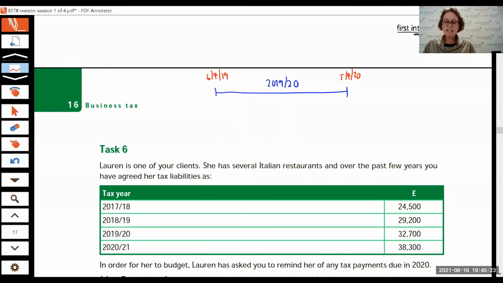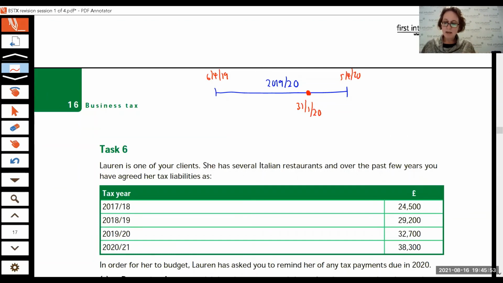Can anybody tell me, when is the first payment on account due within any given tax year? So here's my tax year. When is the first payment on account paid within that tax year? It's in the reference material, so if you can't remember, it doesn't matter, but you can remember. I thought some of you might. Well done. It is the 31st of January. So 31st of January 2020, you would make a payment on account.